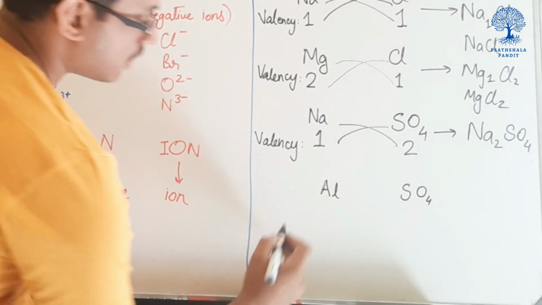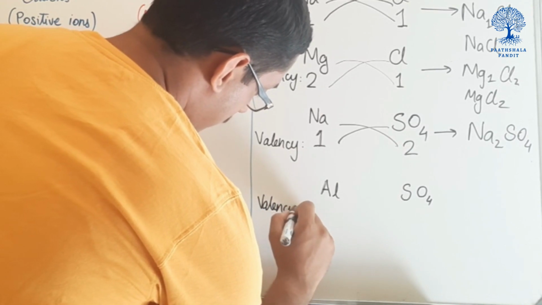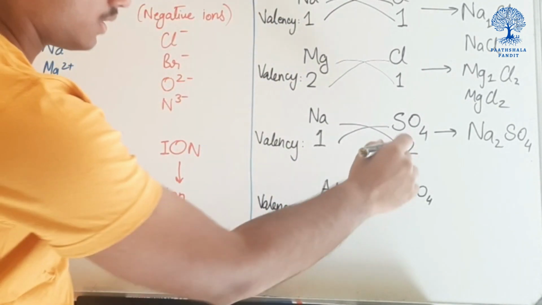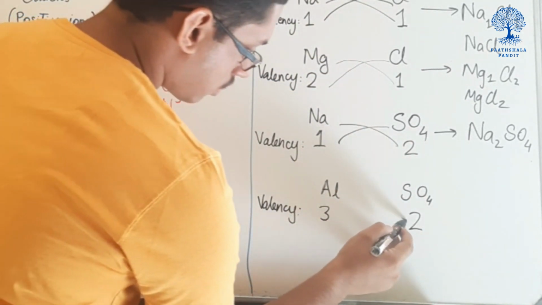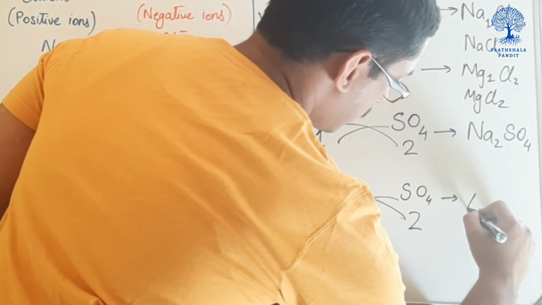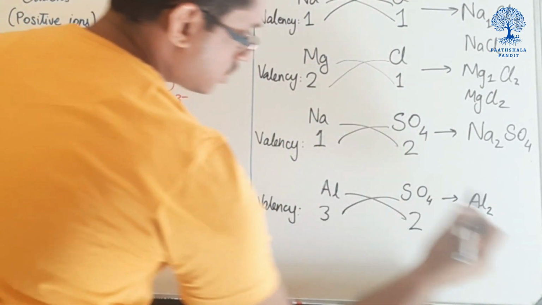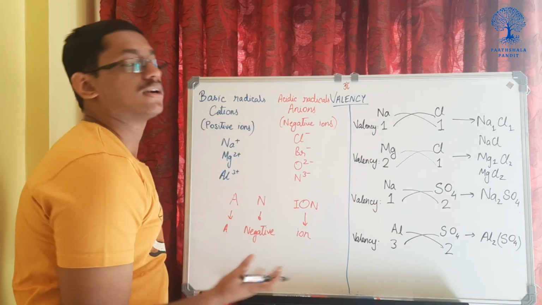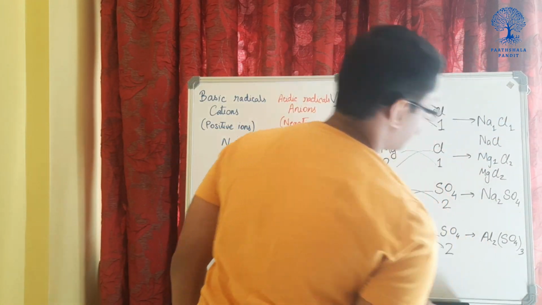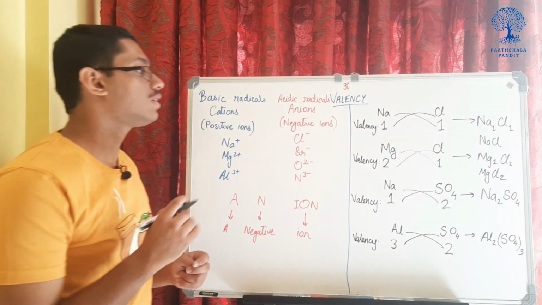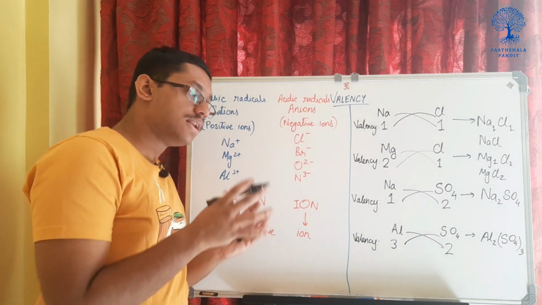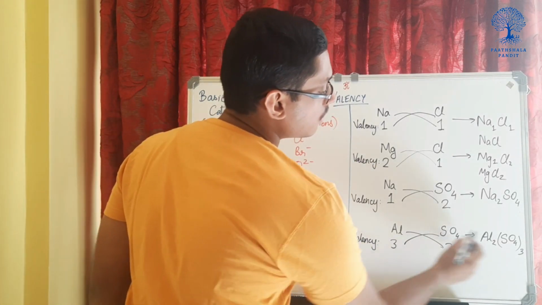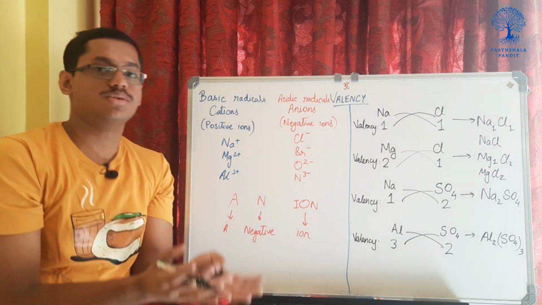Aluminium and sulfate. Valency of aluminium, what I told you just now, is 3. What is that of sulfate? It is 2. What will happen? Cross it. It will become aluminium 2 SO4. Now see how I am writing it. SO4 is there. Put brackets around it. Then write 3. If there are more than 1 atoms in an ion, then if you have to put a number beside it, you have to apply brackets to it.